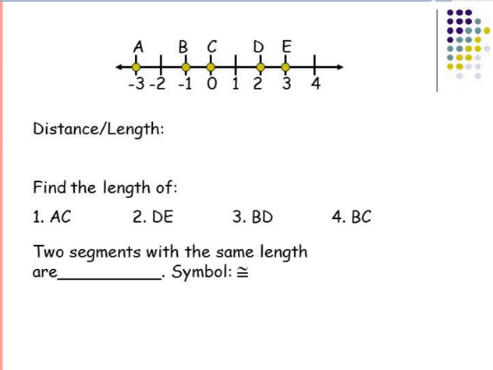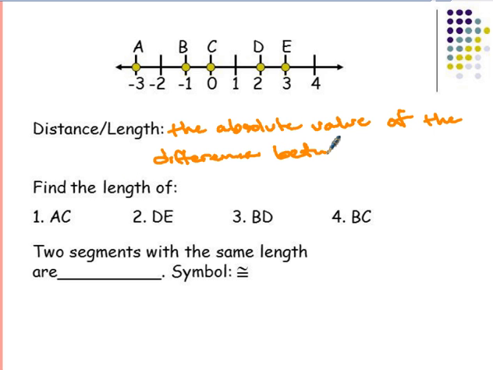So first we're going to talk about distance and length. What are distance and length? Very simply, we know what distance is. Distance or length is just the difference between 2 points, but it's positive, so we usually refer to it as the absolute value of the difference between 2 points. Look at that handwriting. That is spectacular.